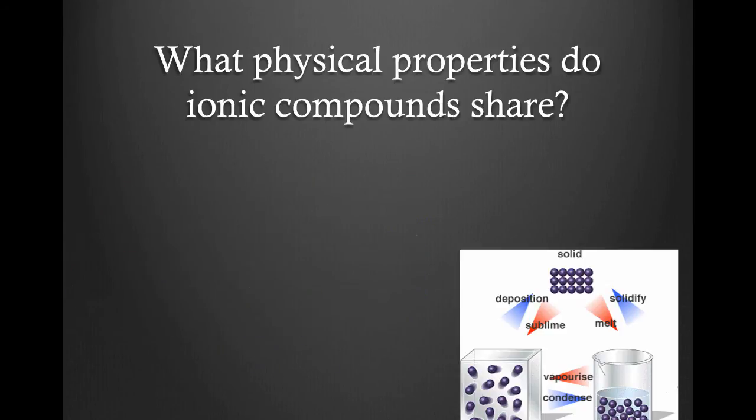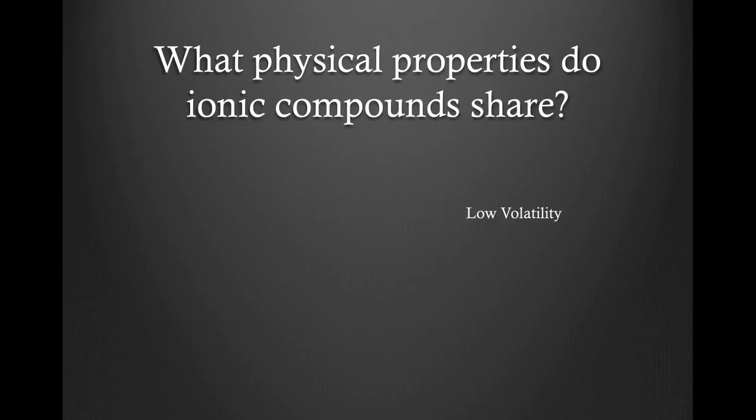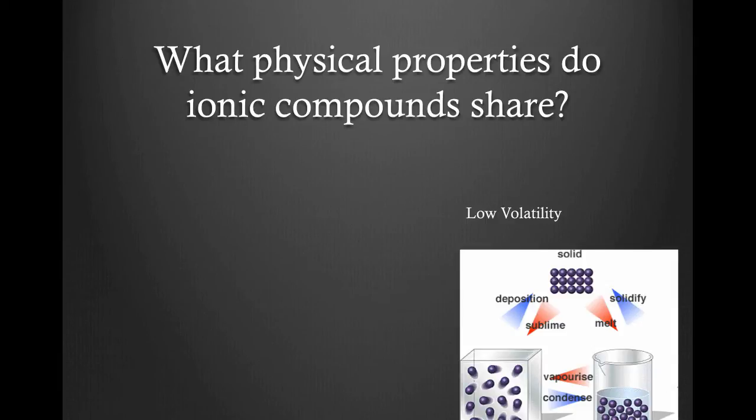So let's look at another property, something called volatility. Volatility is a liquid's tendency to form a gas. And so we know if those particles in the lattice are held very tightly together, then ionic substances have very low volatility. They're not likely to go from liquid to gas.